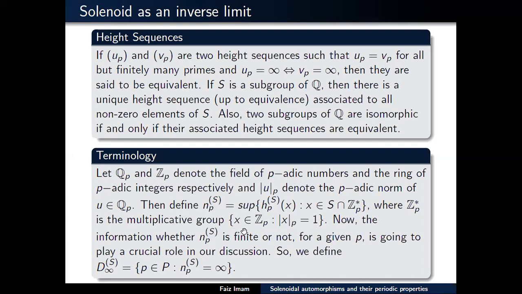So basically we have the set of all elements in Zp such that their p-adic norm is equal to 1. So the information on whether NPS is going to be finite or not for a given prime is going to decide what will happen with the solenoid. One more definition is that D infinity S is the set of all primes p where the p-height of NPS is infinity.